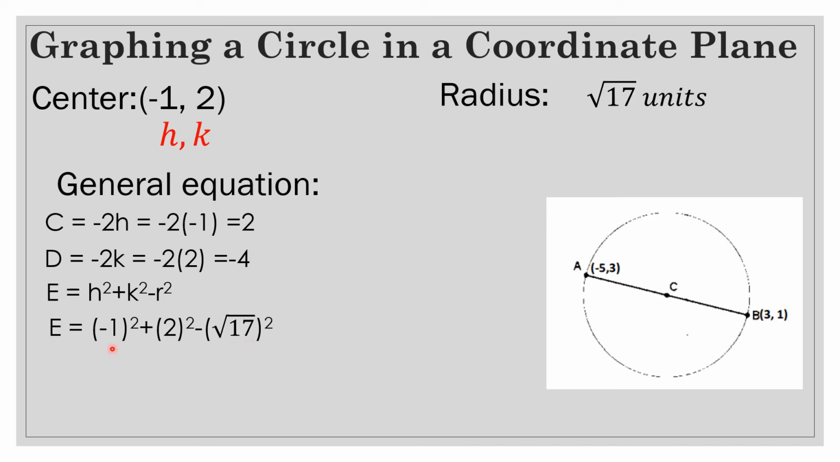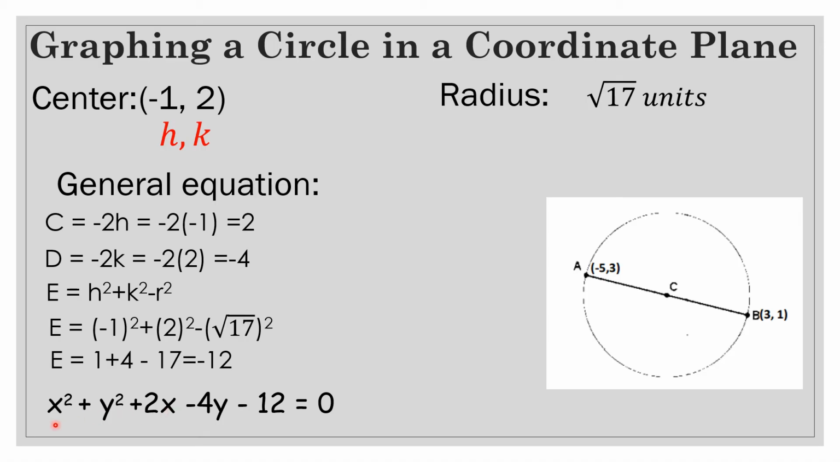Negative 1 squared is 1, 2 squared is 4, square root of 17 squared is 17. So, 1 plus 4 is 5, minus 17 is negative 12. So, negative 12 yung e natin. Since alam mo na yung c, yung d, tsaka e, pwede mo nang isubstitute dun sa format natin. It means, ang ating equation is x squared plus y squared plus 2x minus 4y minus 12. Sinubstitute mo lang yung c mo na 2, yung d na negative 4, at ang e mo na negative 12.